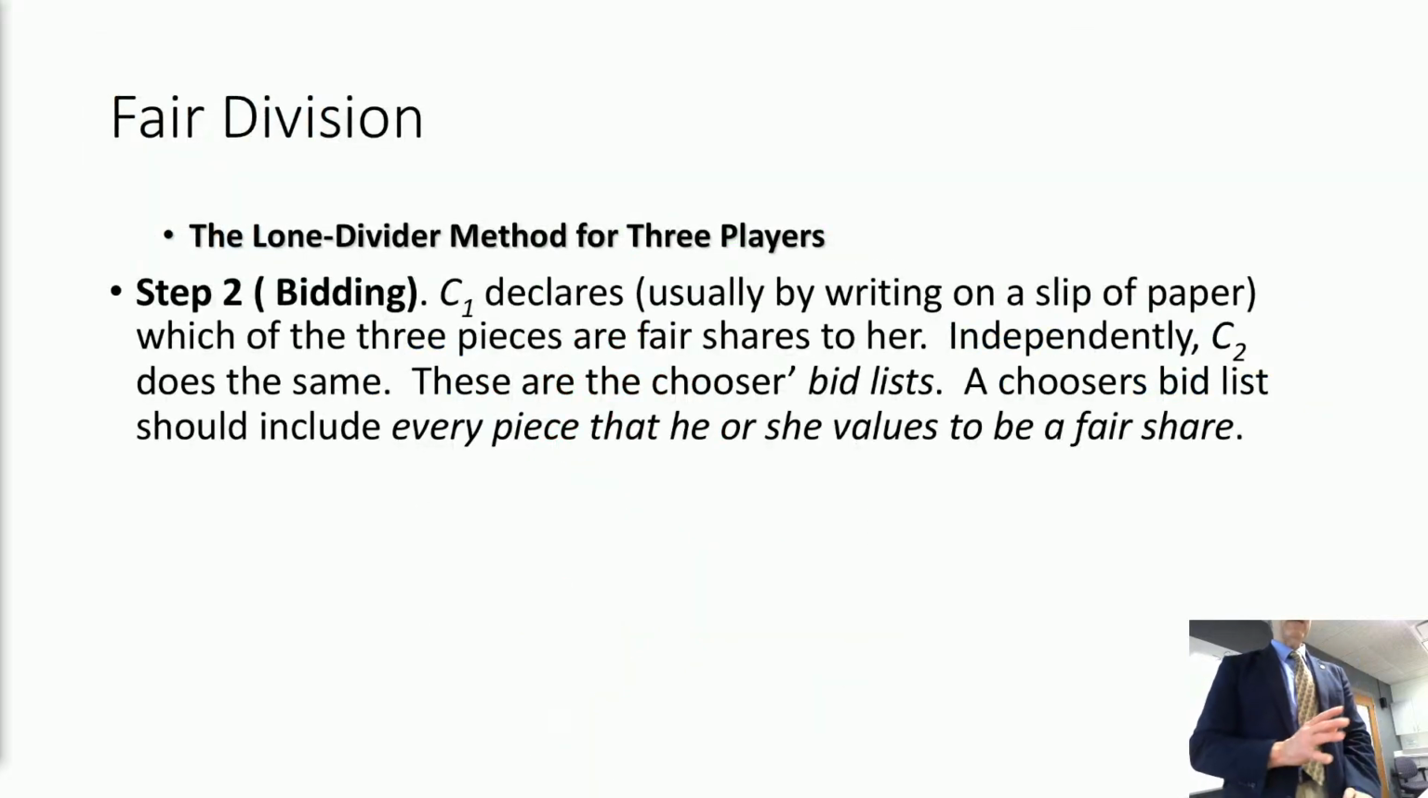Okay, so that's the bidding. Each person just lists what is acceptable. And acceptable is anything that is at least 1/n. So if there are 3 people, it's 1/3. If it's 4 people, 1/4. I don't think I have any examples with more than 4.